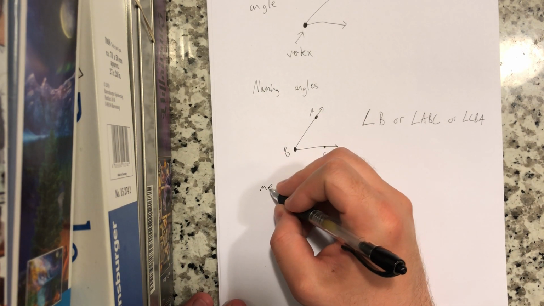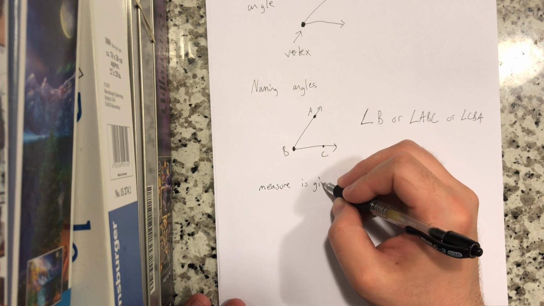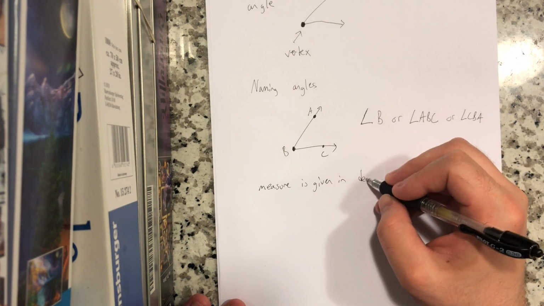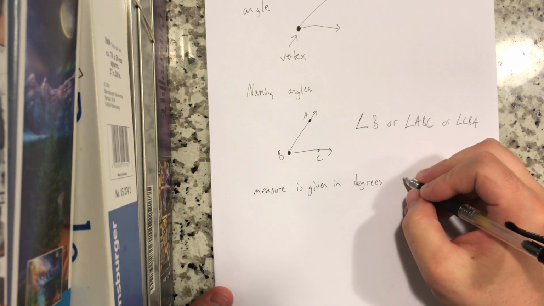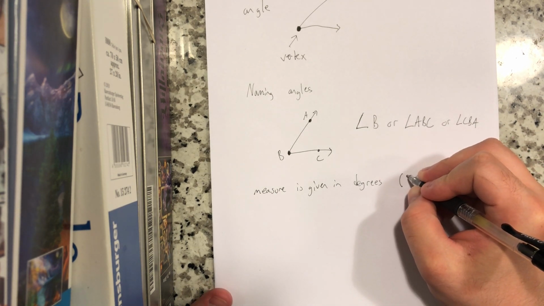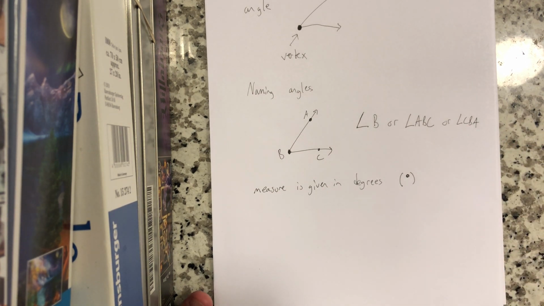So the measure of an angle is typically given in degrees. If you go on to take trigonometry, you'll see there are different things, but in geometry, all we use is degrees. Degrees are represented with a little circle above the number. You've seen this when looking at Fahrenheit or Celsius. It's the same symbol.